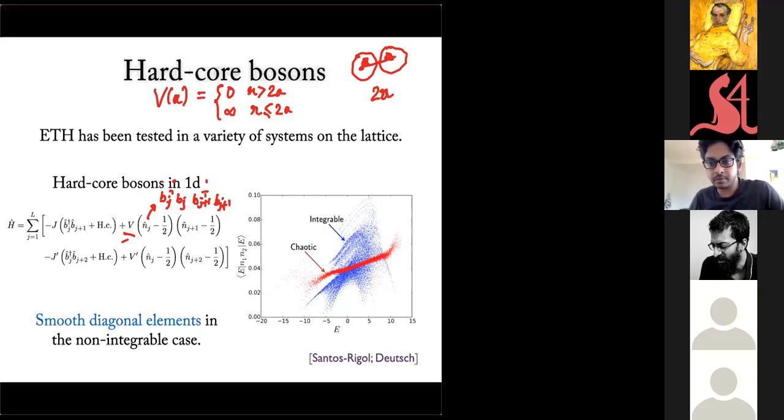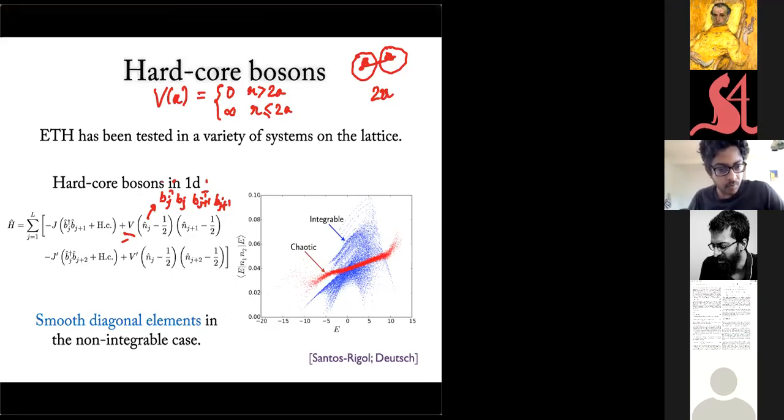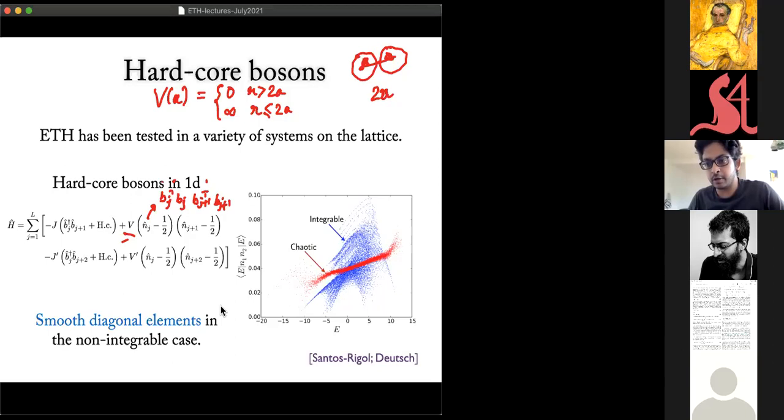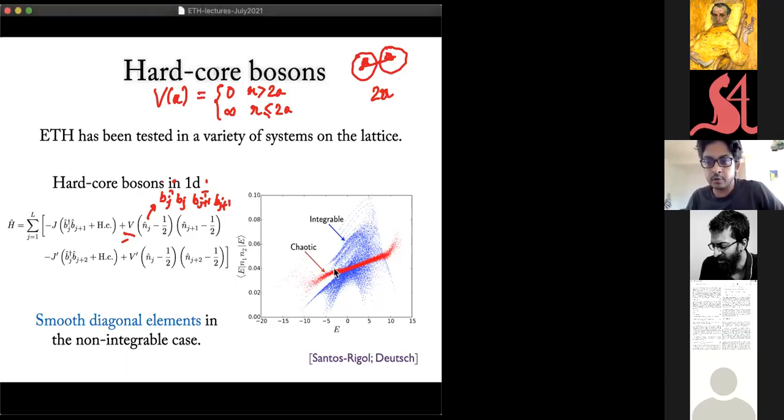Any other questions? So the point of smooth diagonal elements in the non-integrable case is that you have seen evidence for it in many systems. And the ETH ansatz, as we saw yesterday, needs the smooth diagonal elements in order to erase the memory of the initial state. That was a requirement for thermalization, and it's satisfying to see that it happens here in an explicit example.